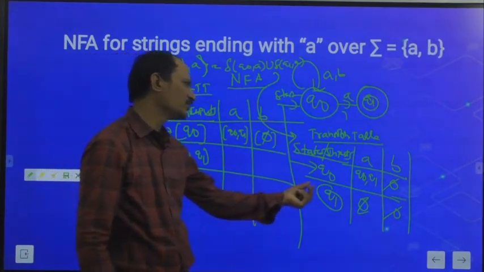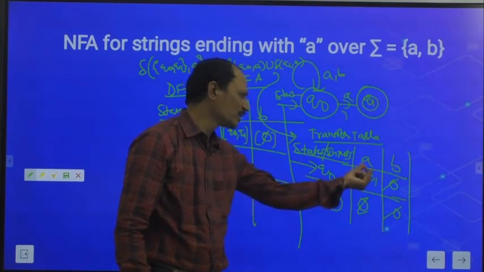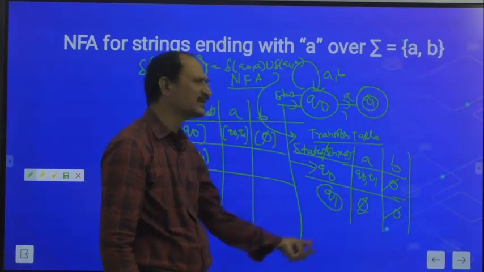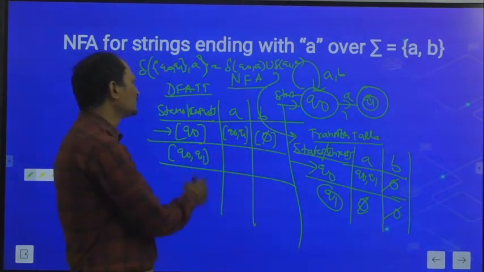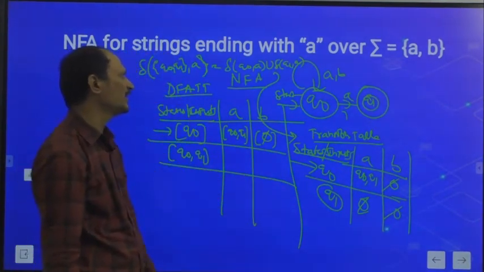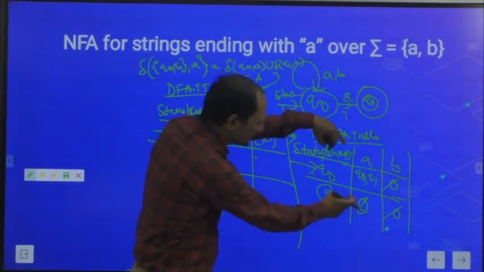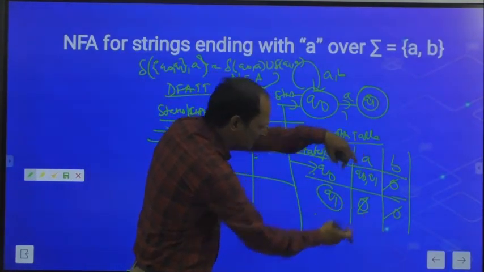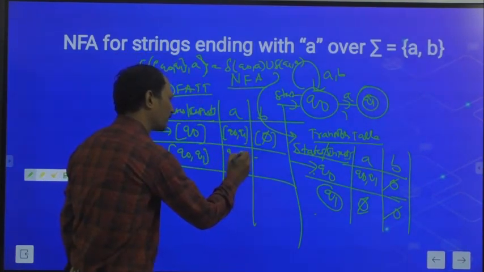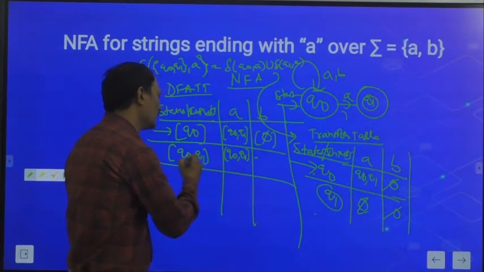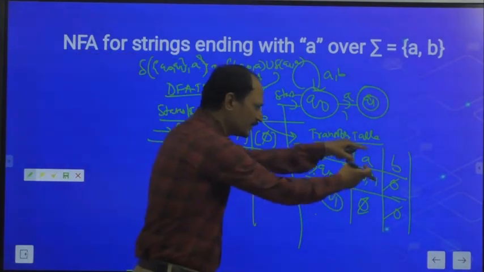What is delta of Q0 comma A? That is Q0 comma Q1, union Q1 comma A is φ, the empty set. So I am going to have Q0 comma Q1 as a result. So delta of Q0 comma Q1 comma A is nothing but the union of these two things, Q0 comma Q1. What is delta of Q0 comma Q1 on B? Q0 comma Q1 on B, it's a φ.